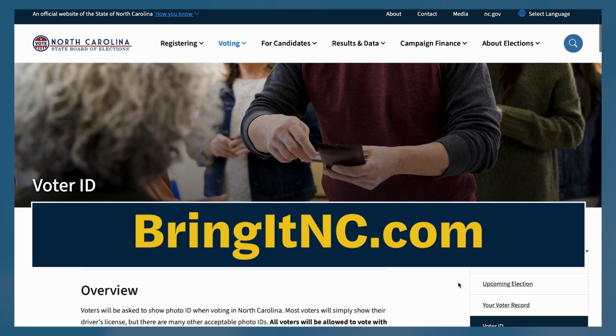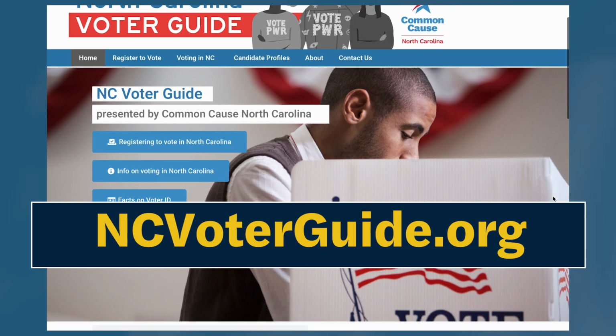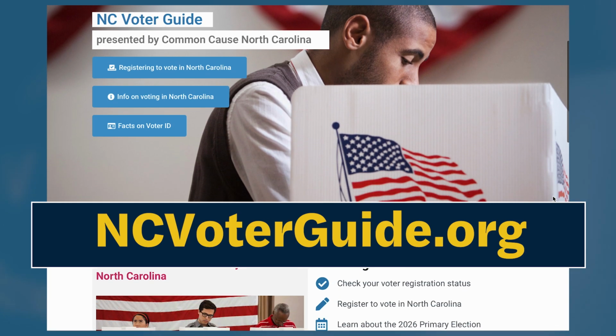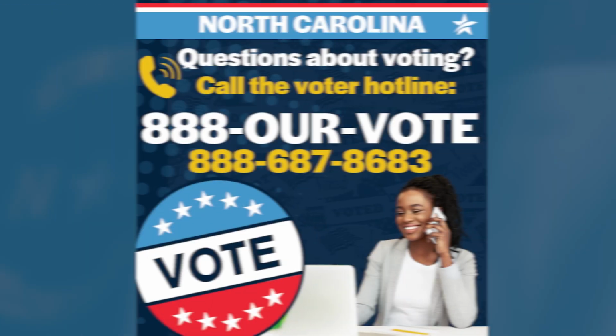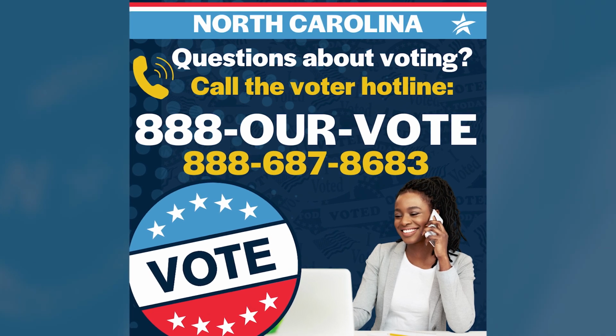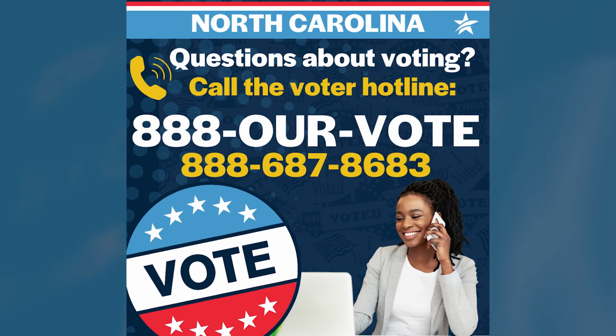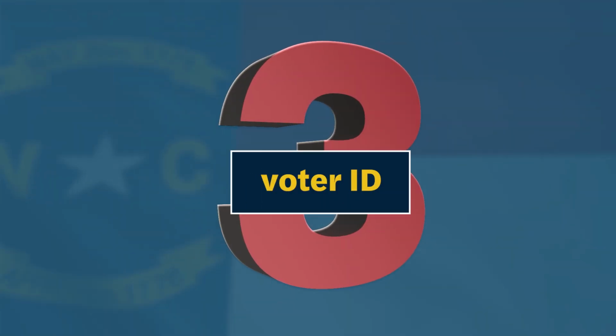See a list of acceptable IDs for voting at bringitnc.com. Check your registration status and find early voting locations at ncvoterguide.org. If you run into any issues or have questions, call the Nonpartisan Voter Protection Hotline at 888-OUR-VOTE.